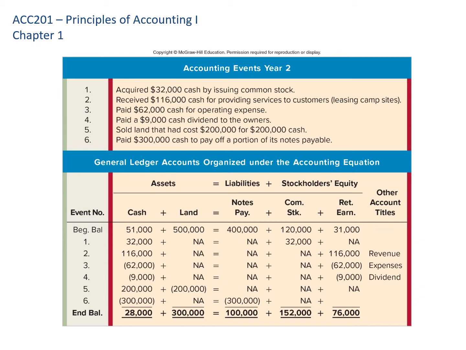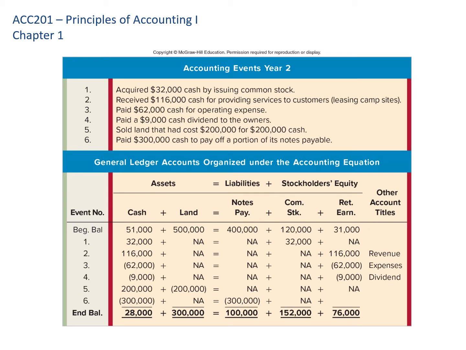At transaction two, we receive 116,000 cash for providing services to customers. So that's revenue. Revenue pulls up retained earnings, so cash increases because cash comes into the company, and retained earnings increases. And we note that it's due to revenues.